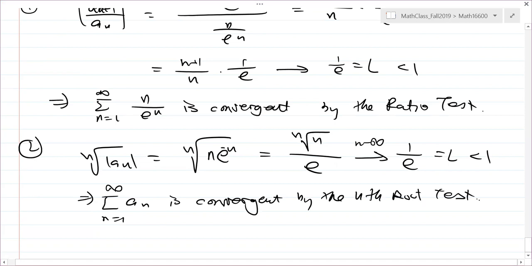So if you can use the nth root test to prove convergence, you can also use the ratio test to prove its convergence. Very few examples can only use one of the methods. When you see a factorial, n factorial, you cannot use the root test. You have to use the ratio test. But other problems, you can probably just use the nth root test.